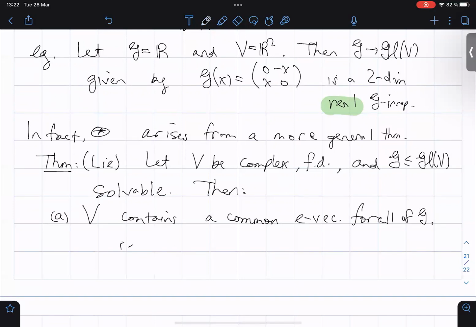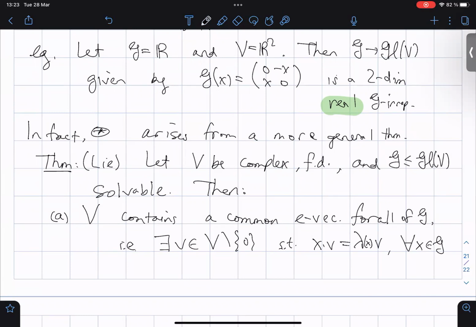So what does that mean? There exists a non-zero vector such that when I act by an element in G, it just rescales the original vector. But of course, this scalar could depend on the input x. Okay, so really, I have some functional here. And this idea of these functionals coming up as eigenvalues is going to come up in the semi-simple case in a big way later on. Okay, so V has a common eigenvector.